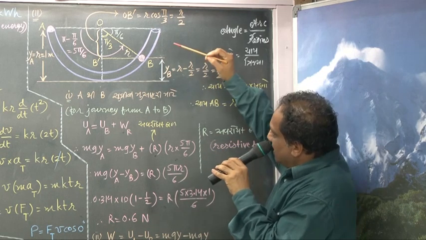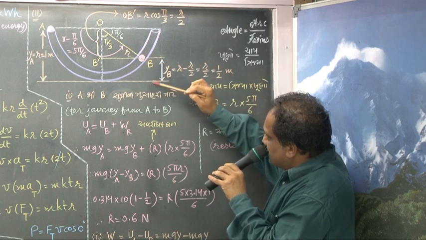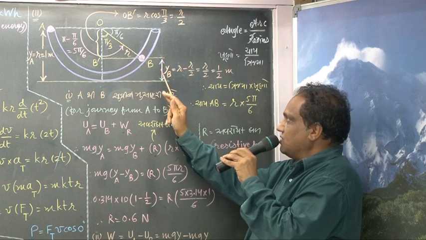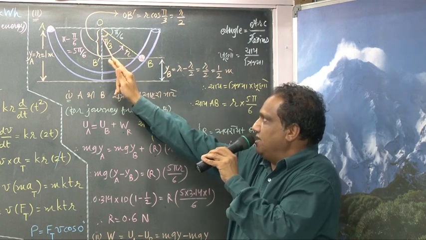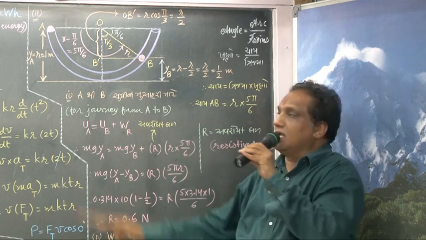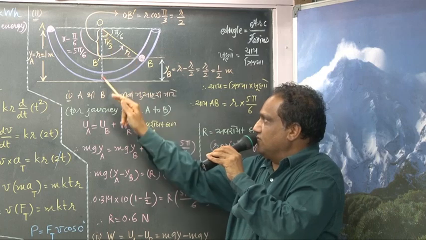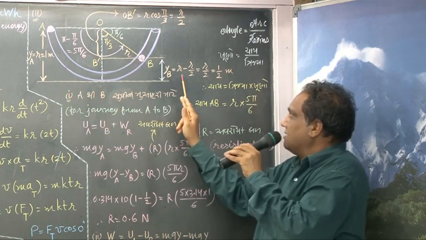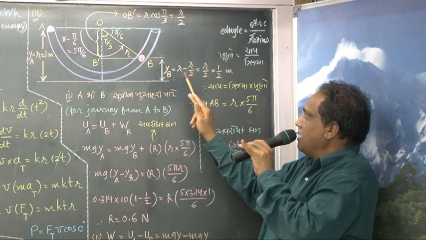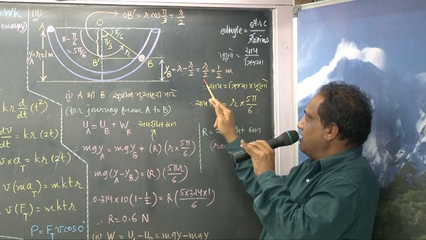Fine. Now let me find out this height. Height of point B from this reference level, let it be YB, and this much height will be this minus OB dash. This means R minus OB dash. OB dash is R by 2. R minus R by 2 is R by 2. But the radius you are given is 1 meter, so it is 1 by 2 meter.